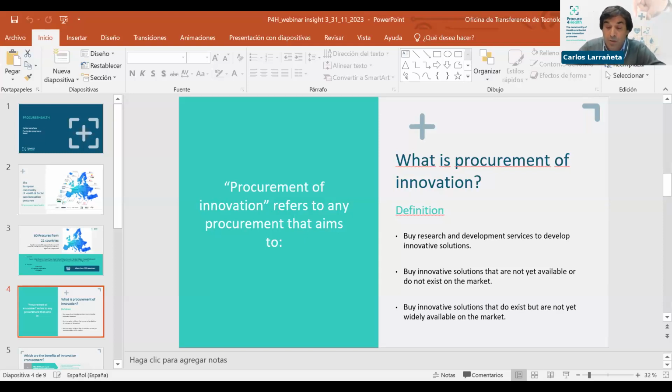We are doing this because we really believe that procurement of innovation is the paradigm of co-creation. It's a journey that has to be covered together, the demand side of innovation jointly with the supply side of innovation. So this is what we're doing. This is the concept of procurement of innovation.